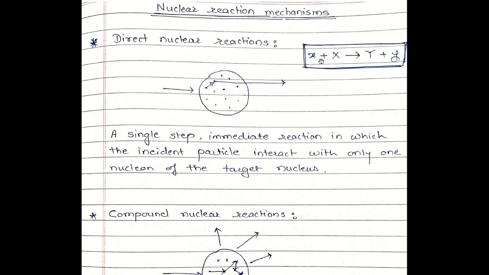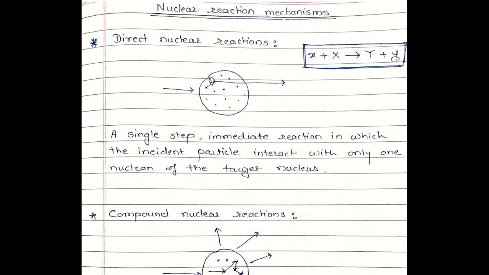Now, whenever we say that a nuclear reaction is going on, obviously there is some exchange of energy. The energy will be exchanged between these two reactants. As a result, we will get the products. Now, how this energy is exchanged classifies the nuclear reaction into a direct nuclear reaction and a compound nuclear reaction. Now, in case of direct nuclear reaction, what is going on?